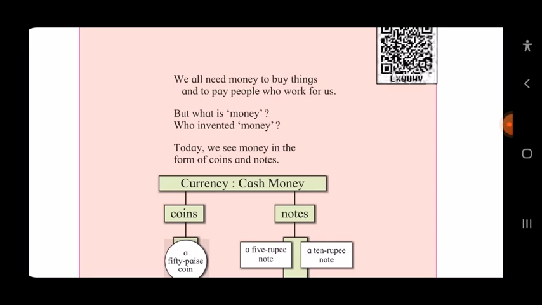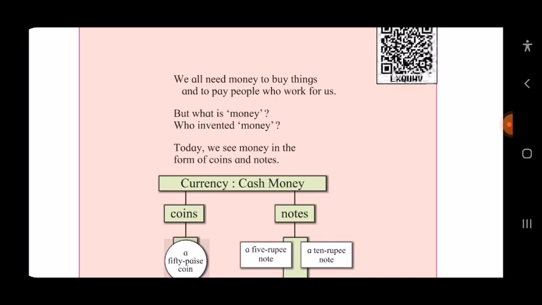Now, if someone comes to your house to do some work, it might be a small work or a big work, you have to pay that person because no one does free work for us, so we need to pay them. But what is money? Who invented money? This question comes into your mind. Who is the person who invented money?